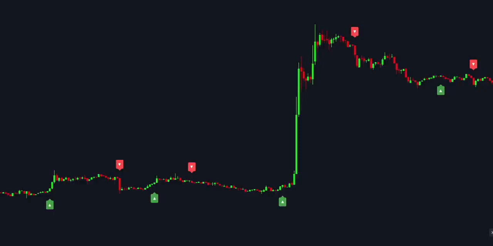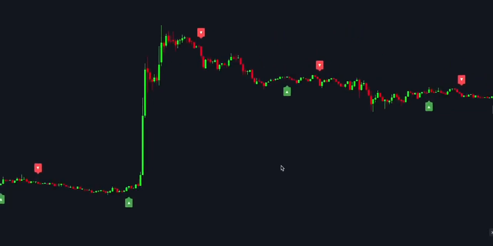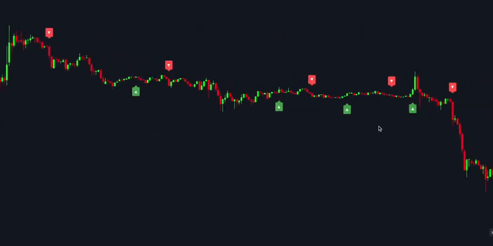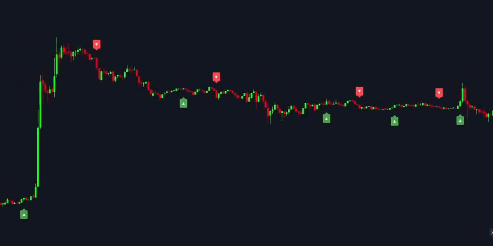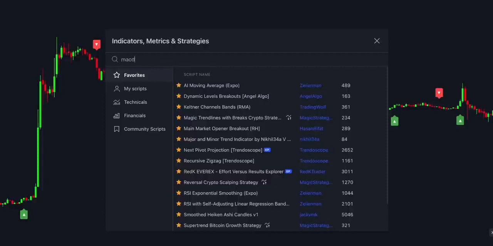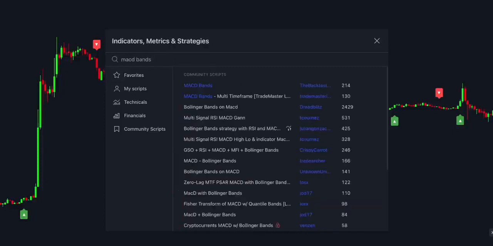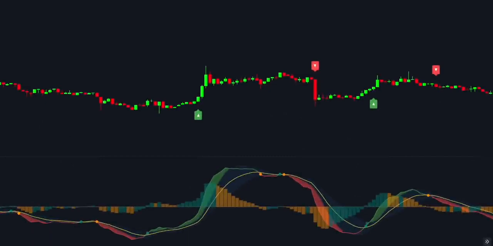Although these buy and sell signals are quite accurate in a trending market, the indicator still requires a filter that would cancel signals at price compression. I spent hours searching for a perfect indicator for that purpose and found the MACD bands, multi-time frame by Trade Master Indicator.